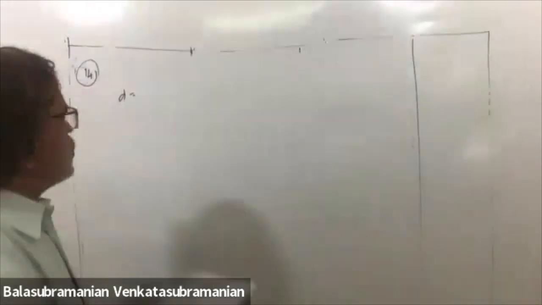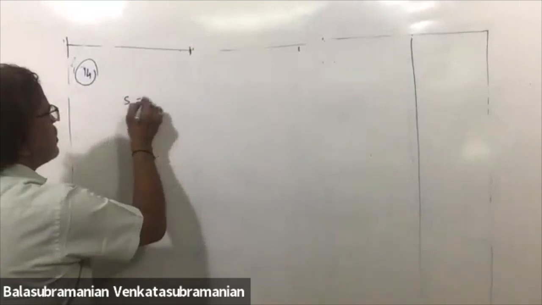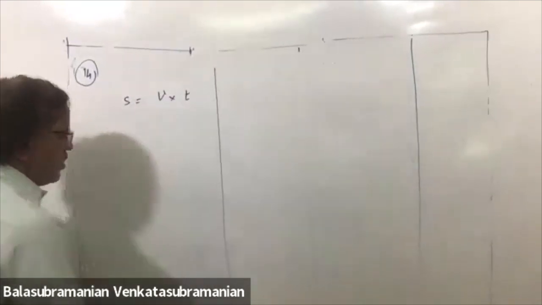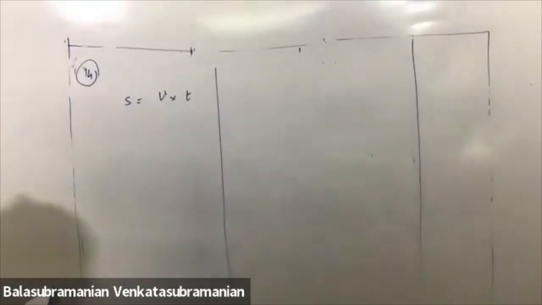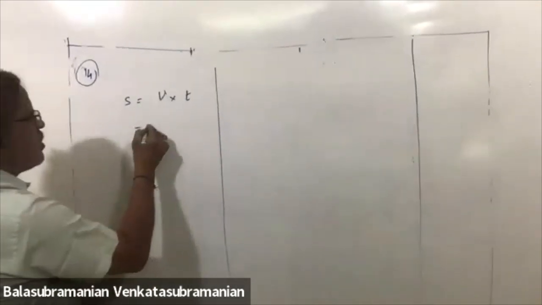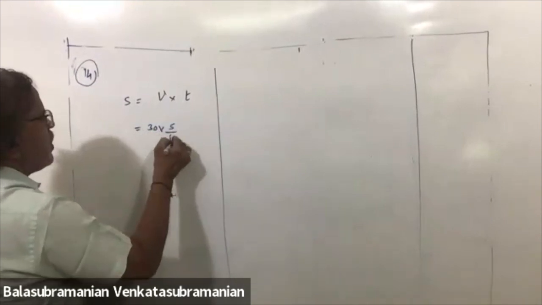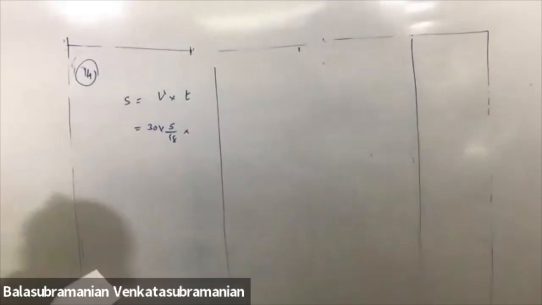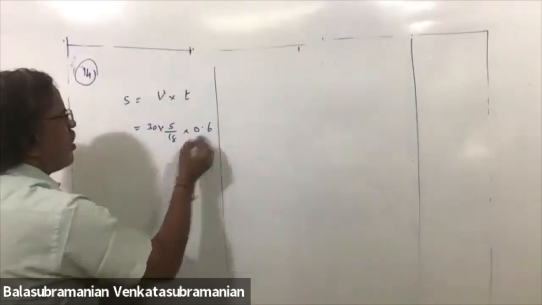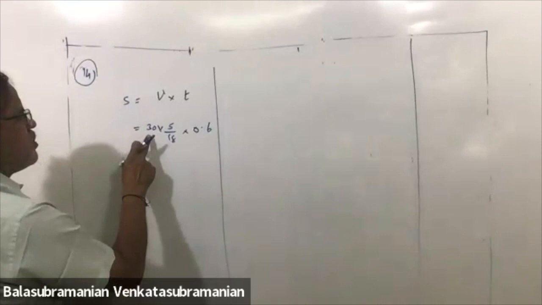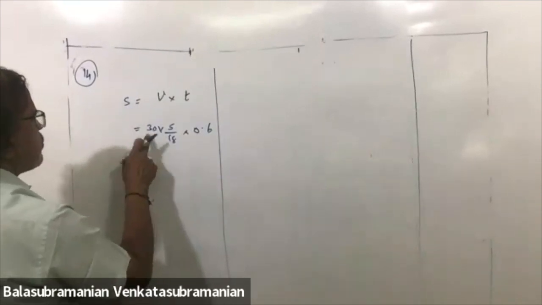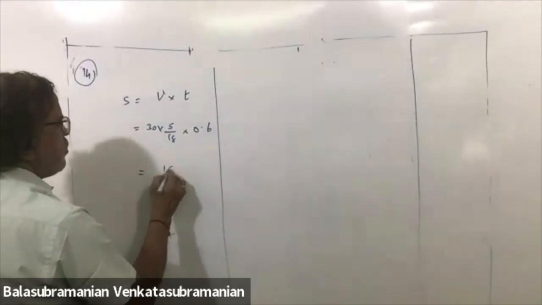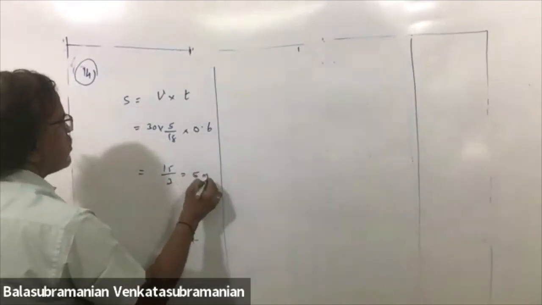Distance d or s, whatever it is, s is equal to velocity into time. What is the velocity given? 30 km per hour. 30 into 5 by 18 into time taken 0.6 seconds. This is 5 times, this is 3 times, 25 by 3. 25 into 0.6, 15 by 3, 5 meters.